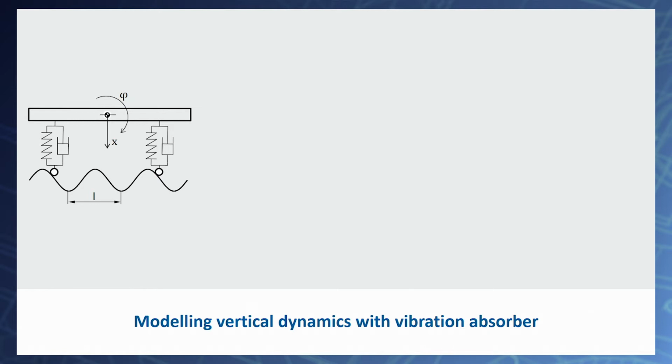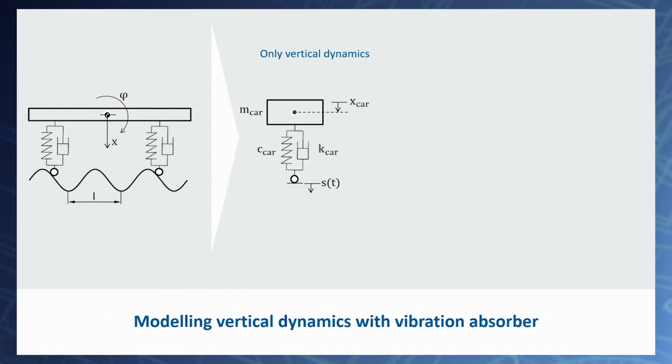Now, when I want to show the vibration absorber, I want to go back to a more simple model, and that simple model will only describe vertical dynamics. So now we are looking at a new coordinate x car, which is comparable to the x that we had before, and we are no longer looking at the pitch coordinate. This makes the system a little bit simpler. It's a 1 degree of freedom system. We retain the excitation from the road, and we describe the spring rate and the damping through the parameters C car and K car.